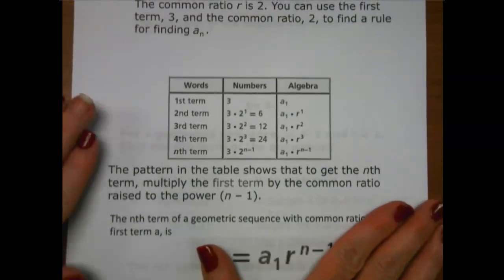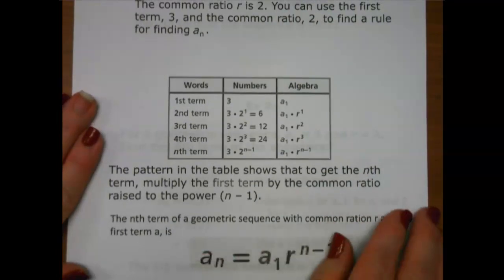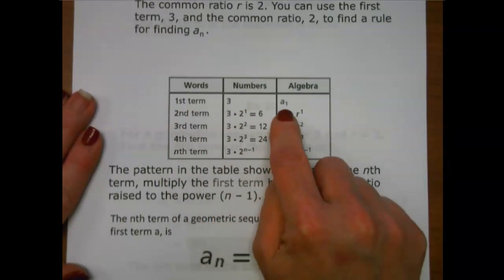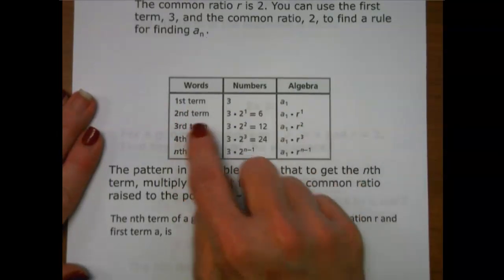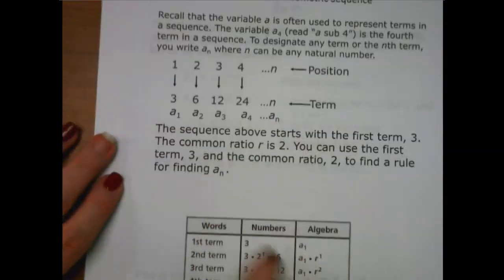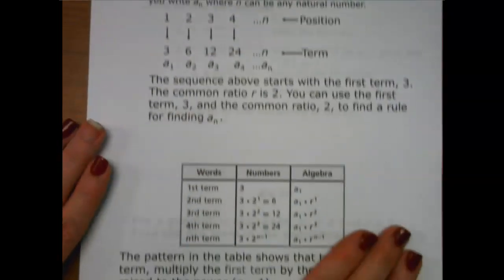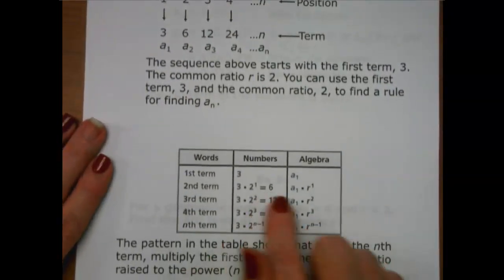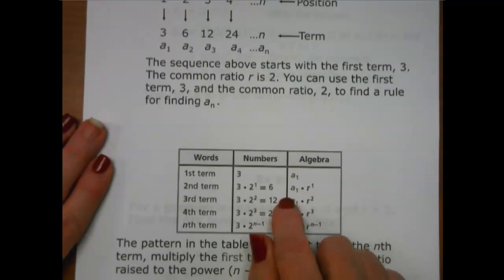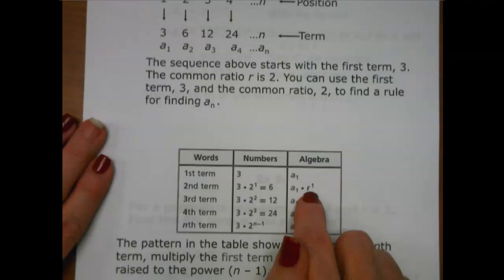Okay, you know I like my tables, so we're going to draw a table. If the first term is 3, and we call that a sub 1, and the second term is 3 times 2 to the power of 1, right? That gave us 6. So our second term was 6. That's where this came from. Then a sub 1 times R to the power of 1, right? We only did our ratio once.